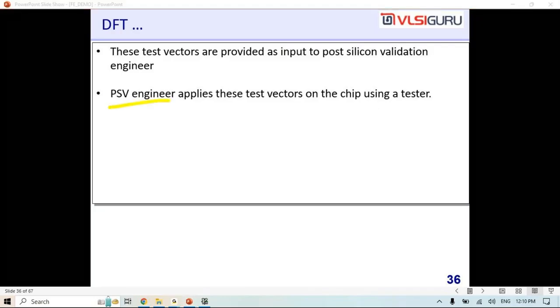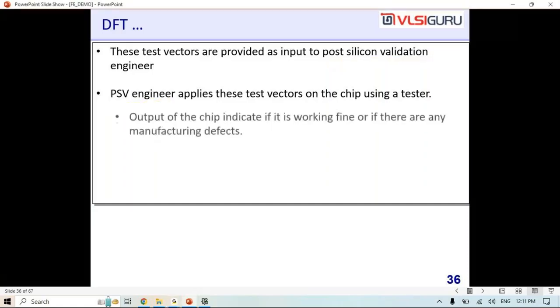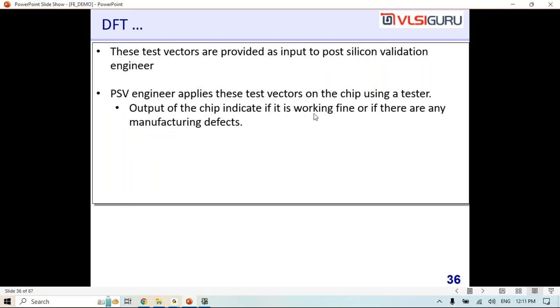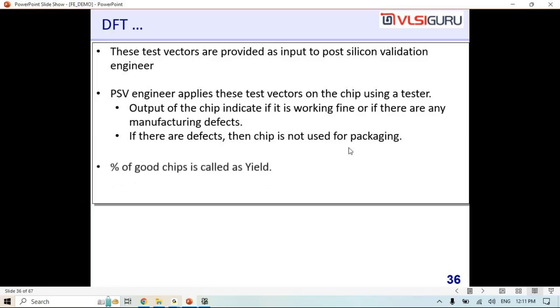So finally, once you have the chips coming after fabrication, whose responsibility is it to tell whether the chip is good or bad? The post silicon validation engineer. What does he do? The output of the chip indicates if the chip is working fine, if there are any manufacturing defects. If there are defects, the chip is not used for packaging. If the chip is good, it is packaged and you get the phone, the final product.